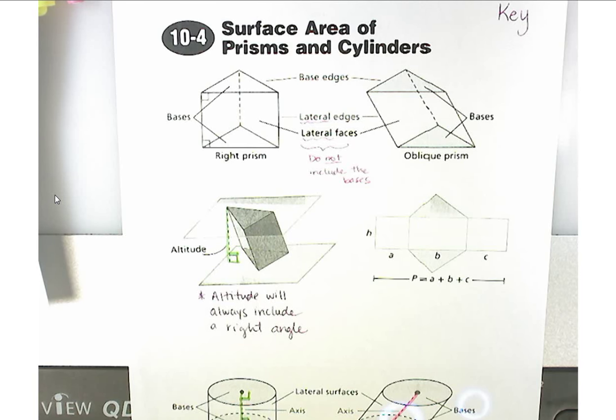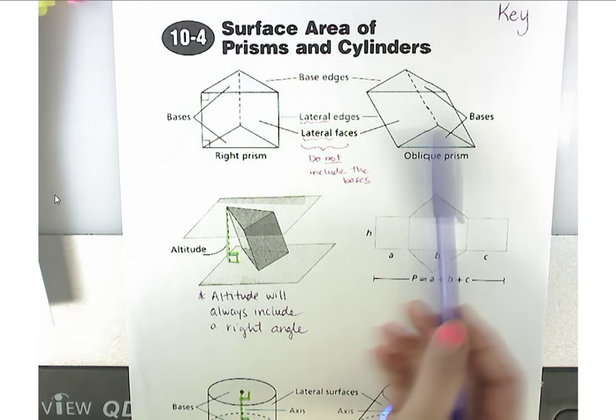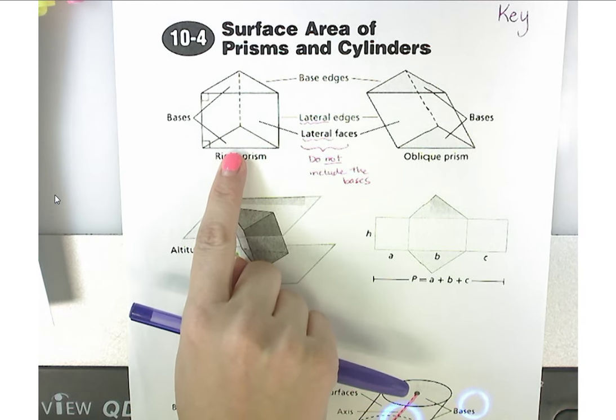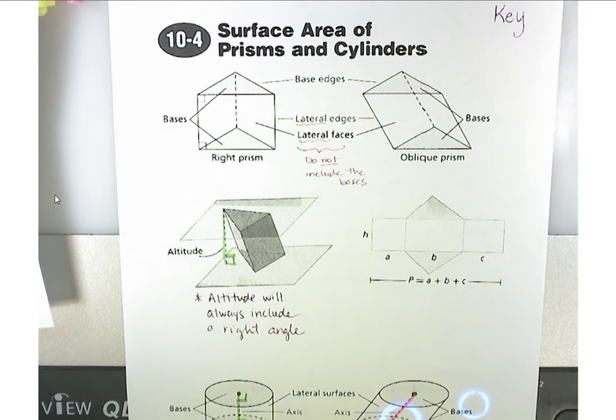So for 10.4, the surface area of prisms and cylinders, you guys already did your vocab, so you will recognize some words that we're talking about today. The first ones are prisms. You have one that is a right prism and one that is an oblique prism. If it is a right prism, you are going to have 90-degree angles. If you have an oblique prism, then it's going to be more slanted.